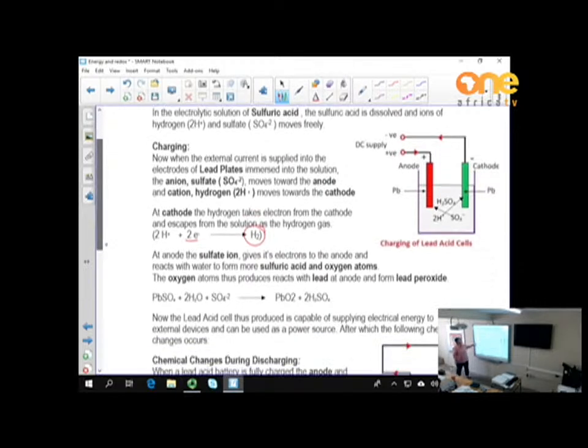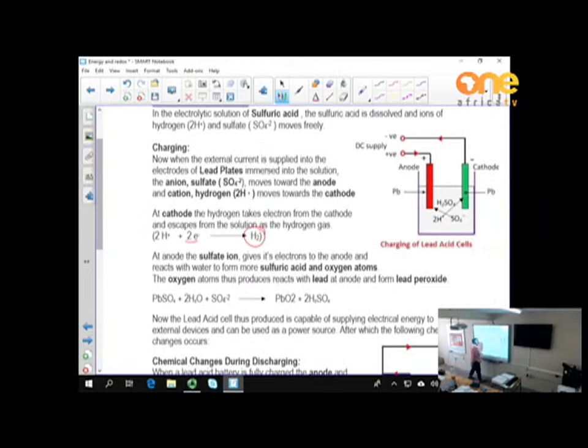Now, at the anode, the red one, the positive one, the sulfate ion, which is negative, gives its electrons to the anode. It loses the electrons. Electrons can't dissolve, so it will move into the circuit. So it gives its electrons to the anode and reacts with water to form sulfuric acid and oxygen atoms. The oxygen atoms produced react with the lead, and it forms lead oxide. There's a typo. The 2 must go down there. All right. So when it's charged, the one electrode is actually covered with lead oxide.